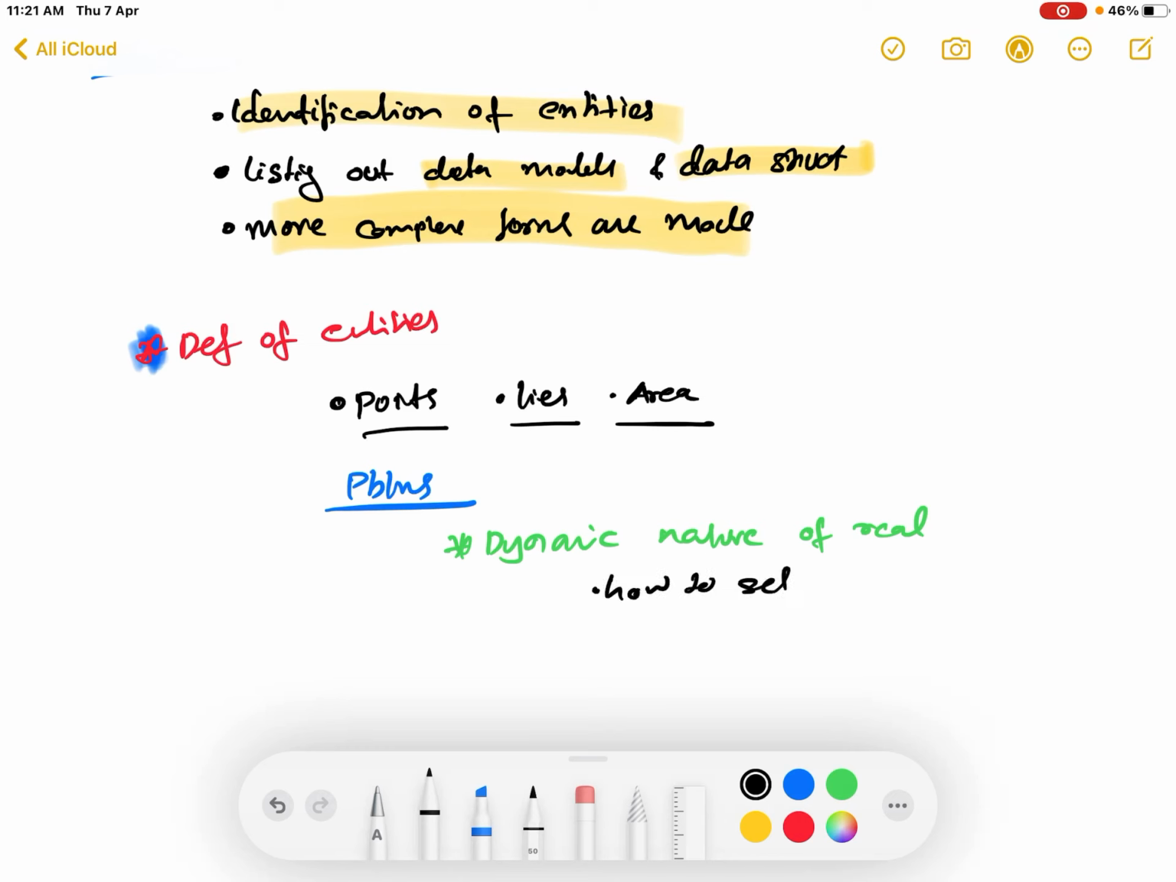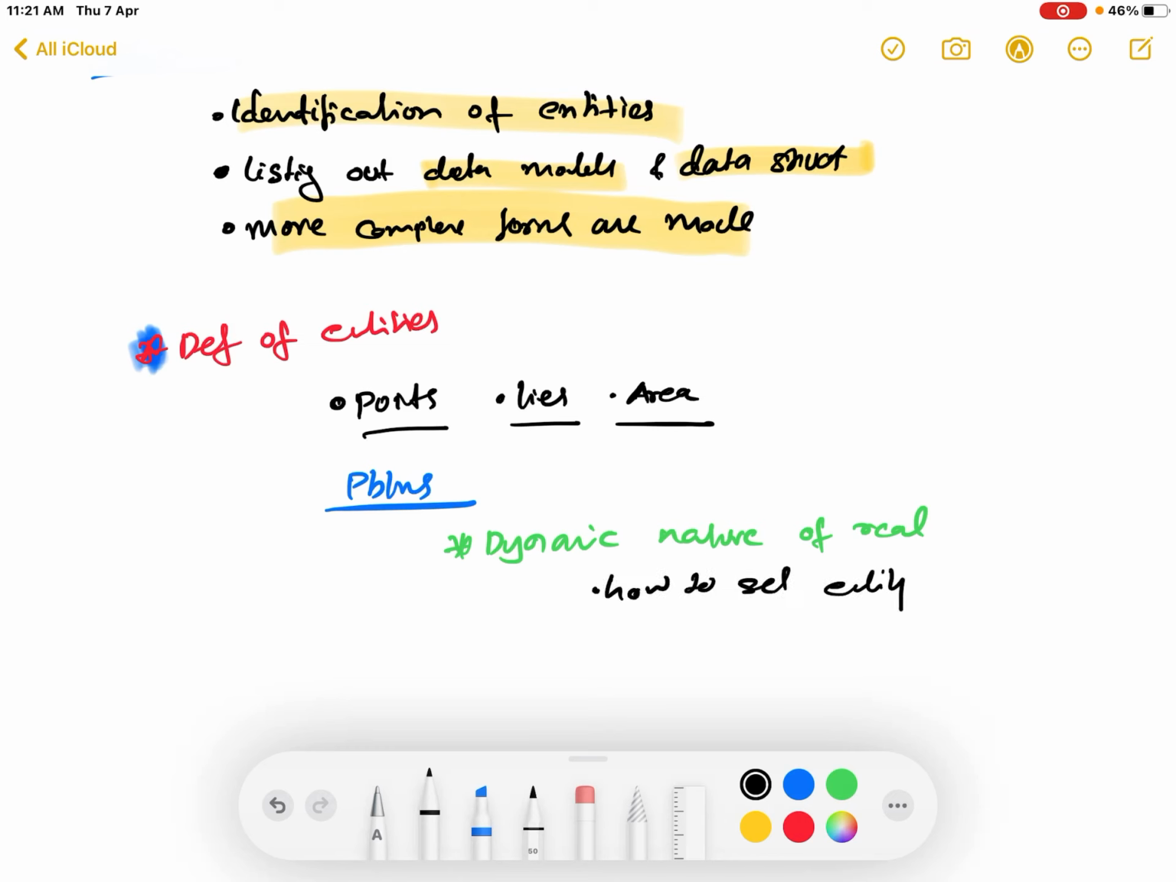Since the world is dynamic, we face certain problems, like how to select an entity type. What entity type do you have to select, and how should we select it? Then the second problem is how to represent these changes. Next is the perception of area.